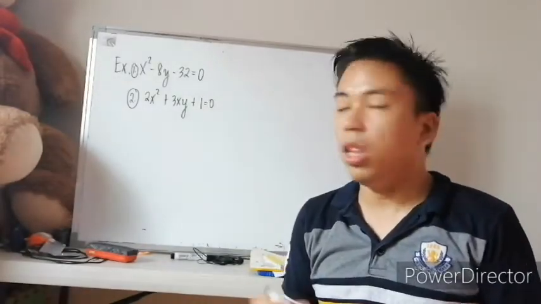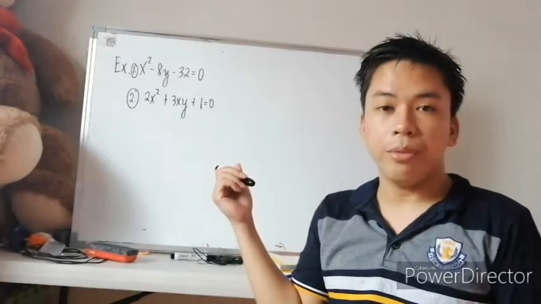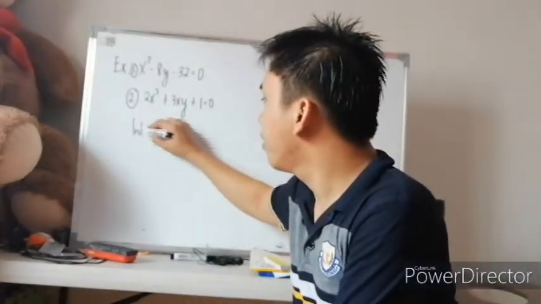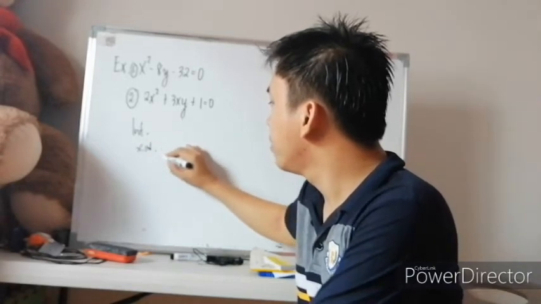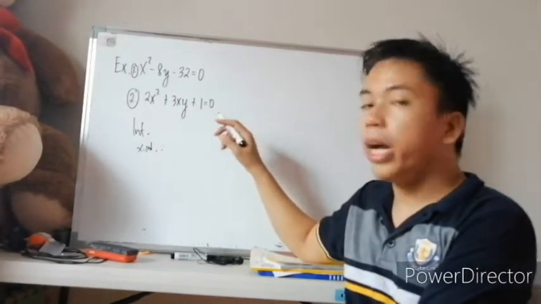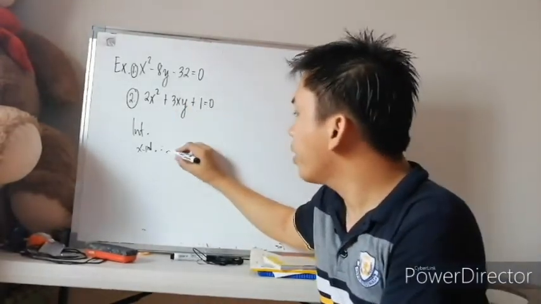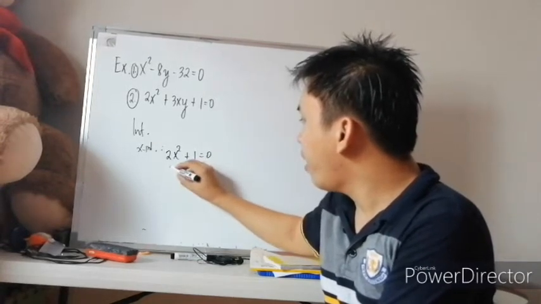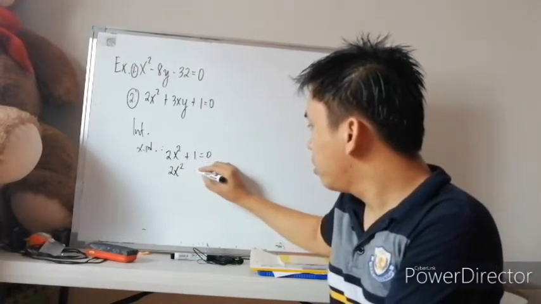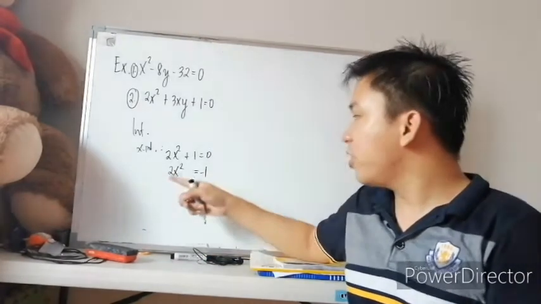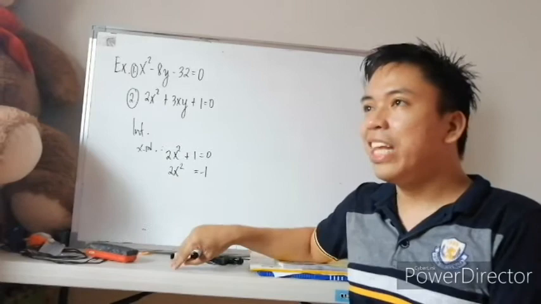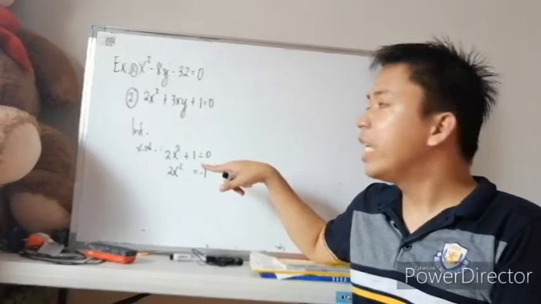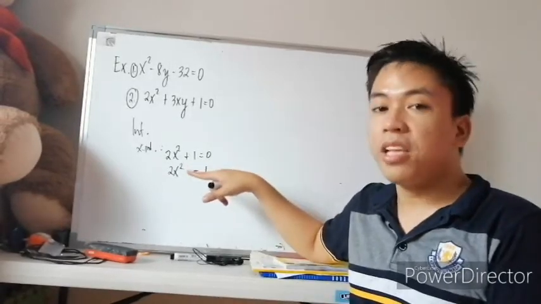Okay, so this time we'll answer equation number 2. For number 2, let's solve for the intercepts. For the x-intercept, let's replace y by 0. So this becomes 0 here. You'll get 2x squared plus 1 equals 0. So you'll have 2x squared equals negative 1, which is undefined because you cannot have a square root of negative something. Hence, it doesn't have an x-intercept.